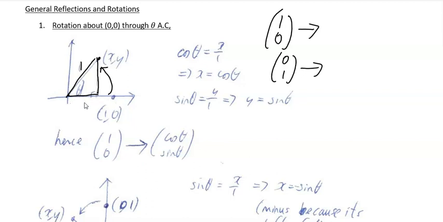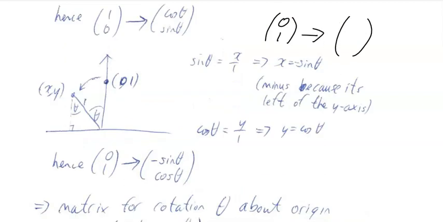So we want to find what this x value is, and we want to find out what this y value is. If the angle is theta, then we can just say that cos theta is equal to adjacent over hypotenuse, so cos theta equals x over 1. That means, rearranging, x is equal to cos theta, and likewise sine theta is equal to y over 1, so y is equal to sine theta. So the x value is cos theta and the y value is sine theta. So basically we have found that (1, 0) goes to (cos theta, sine theta), and that's it.